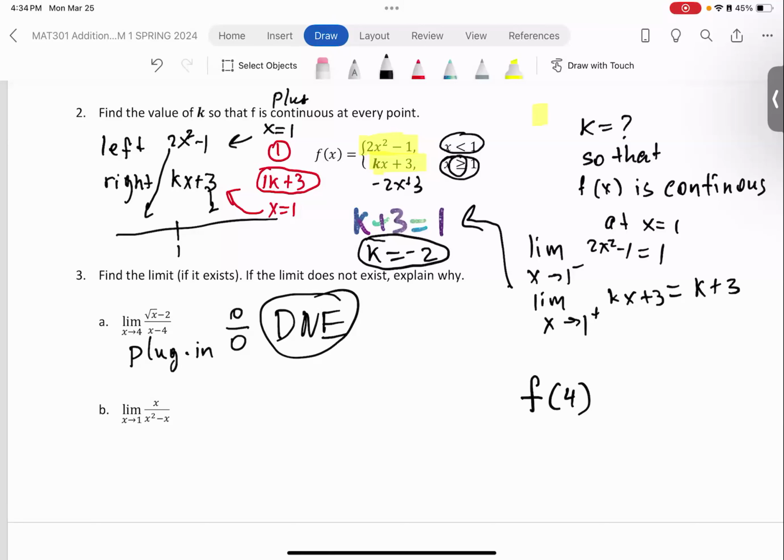So if you plug in a number and you get 0 over 0, what do you say? You say it does not exist. What does not exist? Not the limit does not exist. You say f of 4 does not exist. That means there's no value at 4.